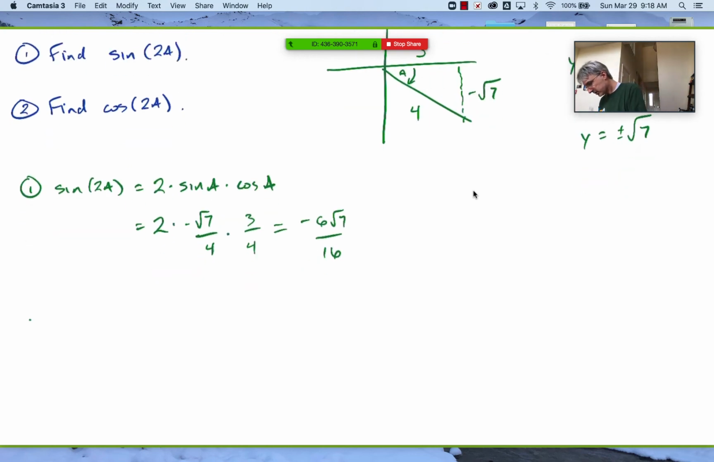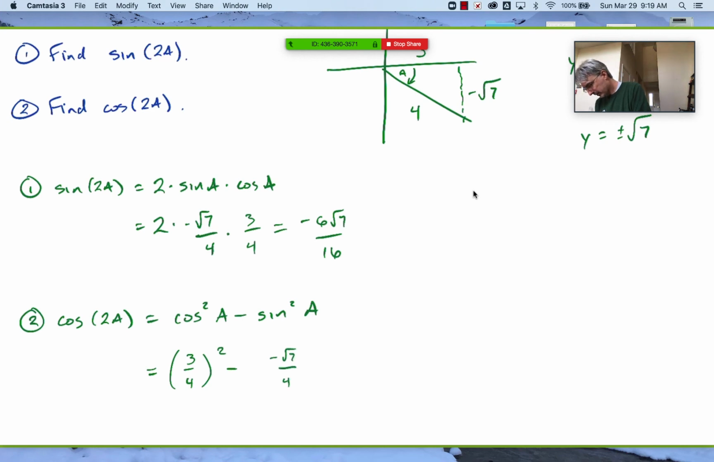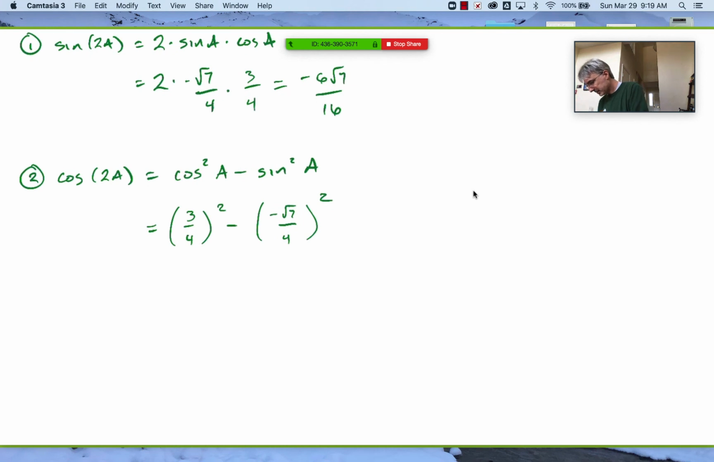Similarly, for the cosine of 2A, the identity for cosine is cosine squared angle minus sine squared angle. So here, the cosine of A is 3 over 4 squared minus the sine of A, negative root 7 over 4, squared. And so maybe a couple steps to simplify.